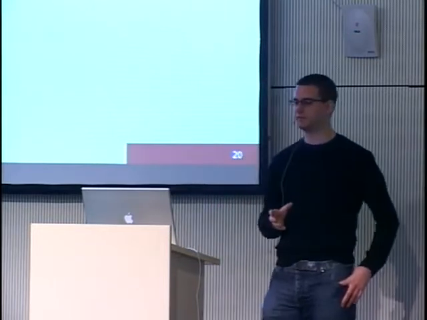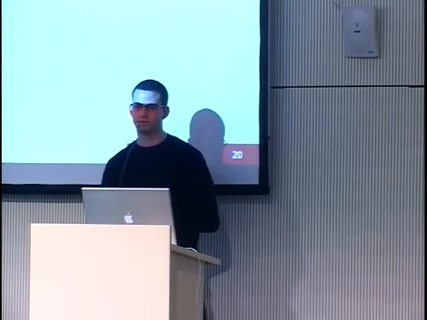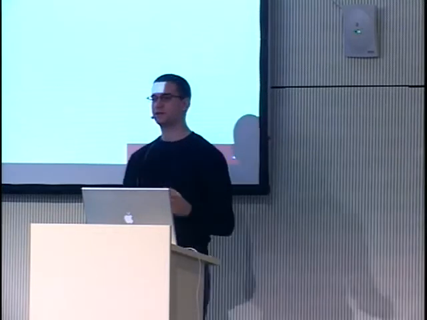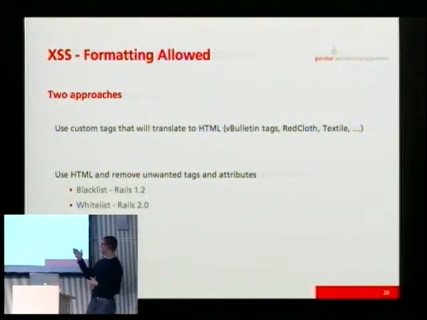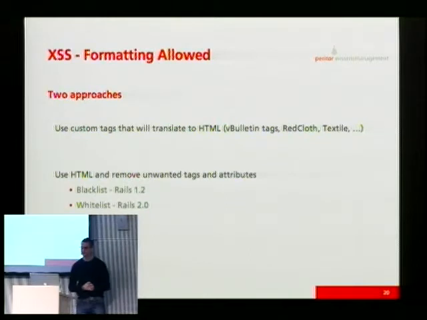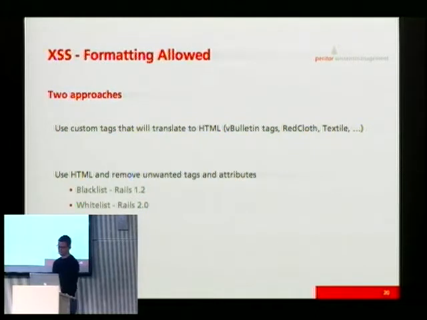The other case, if you explicitly want to allow some kind of formatting, is a little bit different and a little bit harder to get right. There are basically two approaches. The first approach is you introduce some kind of DSL. So you say, I don't let the user input HTML, I let the user use bulletin tags or RedCloth syntax or TextStyle or whatever, and it will then convert it to HTML. And the other approach is to allow HTML but have a filter that will filter out every unwanted thing. In Rails 1.2 you had a blacklist-based sanitizing for that. It didn't work really well, and since Rails 2.0 you have a whitelist approach to it.